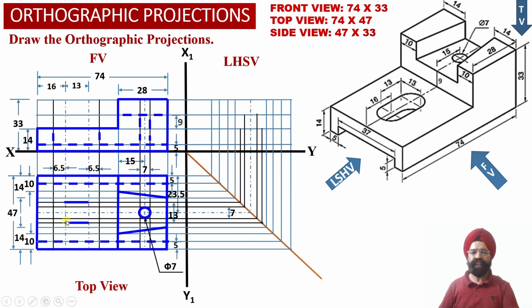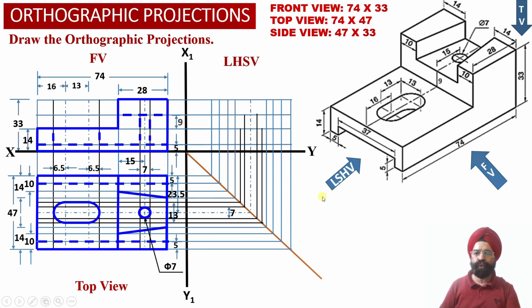So we can check this portion is a rectangular portion, while there are two semicircular arcs which we need to draw from this center point and from this center point, having radius equal to 6.5 mm. So that this depth should be equal to 13 mm over here.